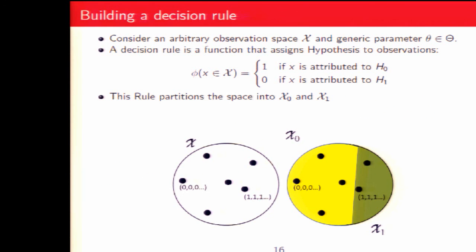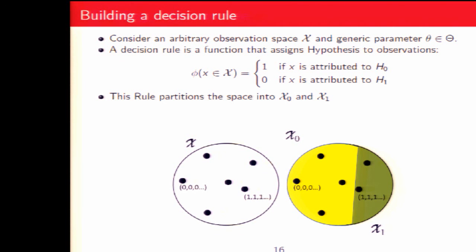So, how do I build a decision rule in general? If I'm talking about just an arbitrary observation space, a decision rule is nothing more than a function that for every observation I can think of assigns one hypothesis or another. That's what any decision rule does. Every decision rule has to chop up the observation space into things that confirm H0 and things that confirm H1. And so here, this coloration should look like a decision rule.